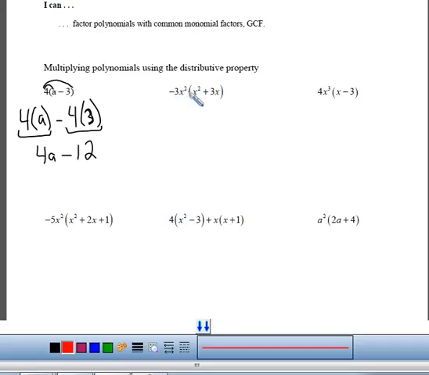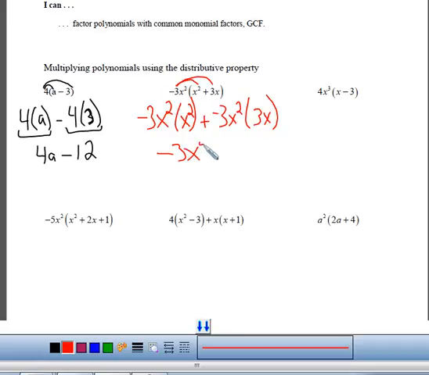Negative 3x squared times x squared and 3x. So watch what happens. Negative 3x squared times x squared plus negative 3x squared times 3x. Now, negative 3x squared times x squared. Well, there's no number in front of the x squared in here, so it's going to be negative 3 times 1 or negative 3. Now I do x squared times x squared. Hopefully you remember this from last year. That is x to the 4th power.